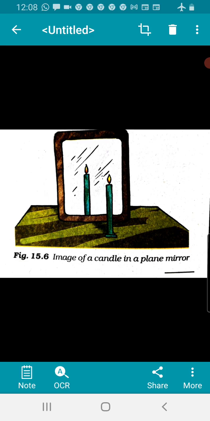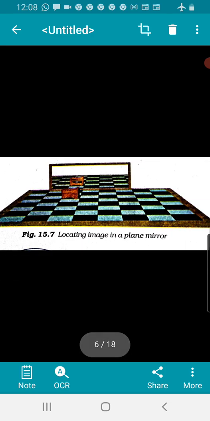Now take a chessboard. If a chessboard is not available, draw on a chart paper 64 squares of equal size. Draw a thick line in the middle of the paper. Fix the plane mirror vertically on this line. Place any small object like a pencil sharpener at the boundary of the third square, counting from the mirror. Note the position of the image. Now shift the object to the boundary of the fourth square. Again note the position of the image.